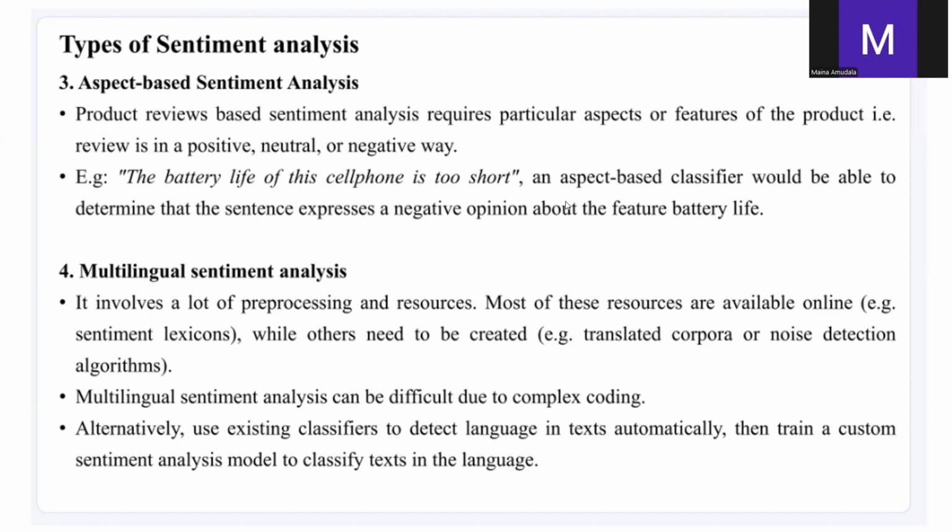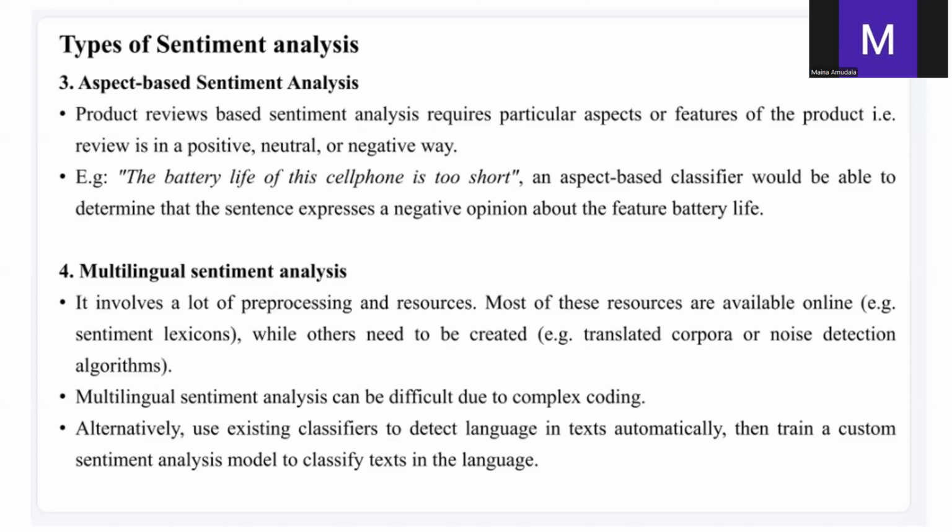The next is aspect-based sentiment analysis, which is based on product reviews and requires particular aspects or features of the product, whether the review is positive, neutral, or negative. For example, 'the battery life of this cell phone is too short'. An aspect-based classifier would determine that the sentence expresses a negative opinion about the feature of battery life. This is the third type.